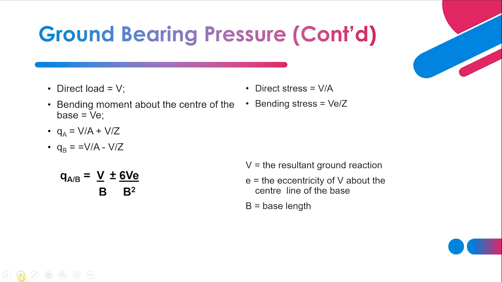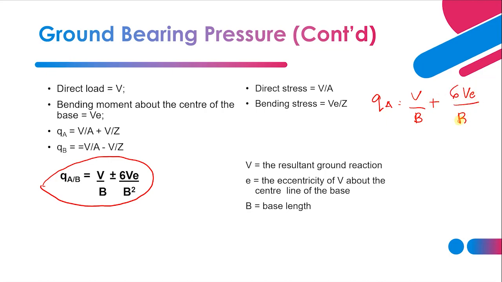This is the formula. Q A/B equal to V over B plus minus 6VE over B square. Apa maksud slash ni? Meaning that if you see that QA, it means V over B plus 6VE over B square. And QB is V over B minus 6VE over B square.